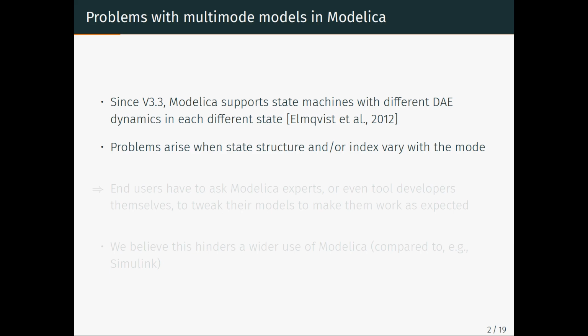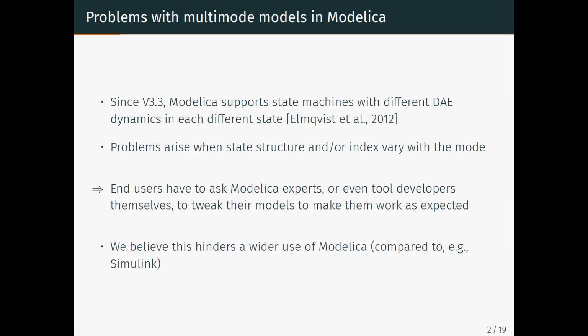These issues are related to mathematical properties of the underlying multimode DAE system, such as its differentiation index that can vary between modes. However, we strongly advocate that it should be the task of the Modelica compilers to deal with these aspects, as they do with single-mode models. Instead of that, end users too often have to rely on experts, or even tool developers, who will painstakingly tweak the models so that they are correctly handled by the tools. These model transformations usually amount to performing index reduction by hand in some troublesome modes, which is an unwanted situation, as index reduction is one of the key roles of Modelica compilers.